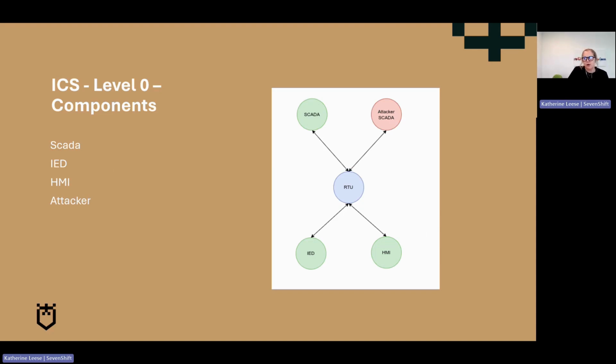Here we have the level 0 diagram for the ICS device. This looks on the surface a lot more simple than the IoT device, but that's only at this level that it looks so much simpler. We have our RTU. It's interacting with the HMI and IED, and we've got the SCADA, and we've put here an attacker SCADA.